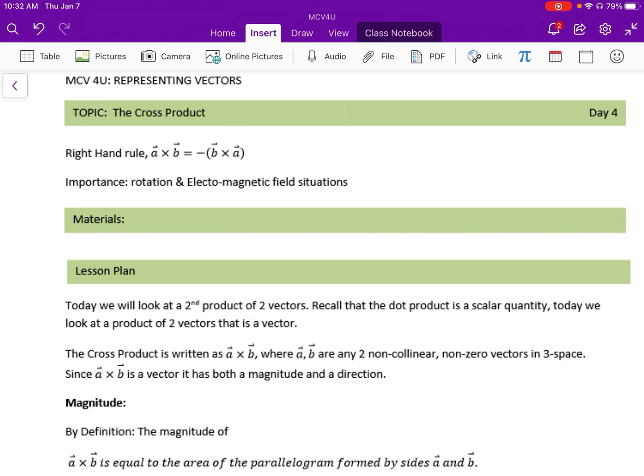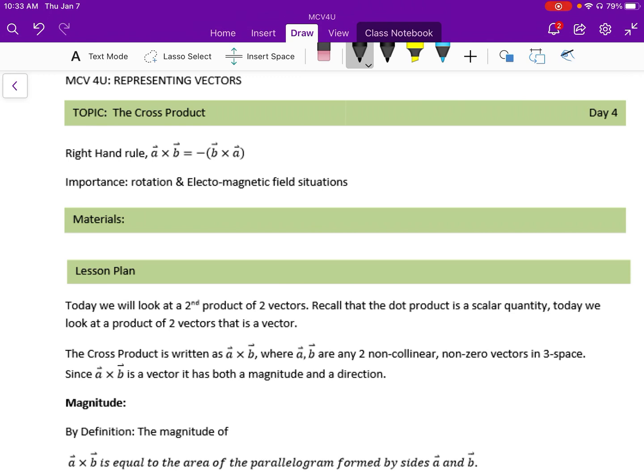somewhere. Rotation, electromagnetic field situations, you'd have the cross product. Torque is a cross product thing. You've heard that word before as well. So there's a lot of applications to it in the real world. All right, so basically, the first thing that we want to take a look at is what is it? How do we define it?